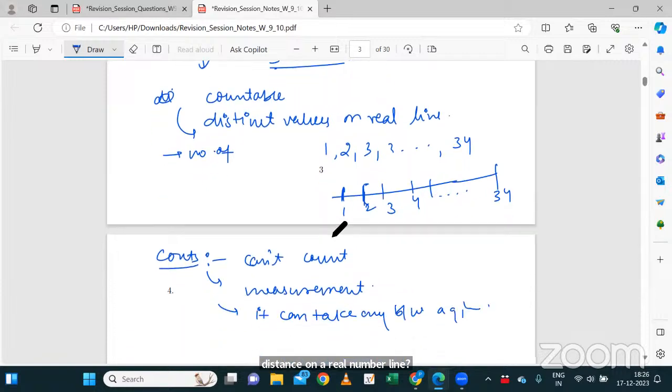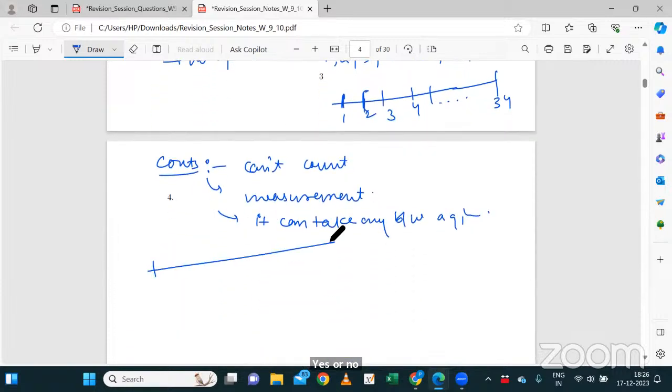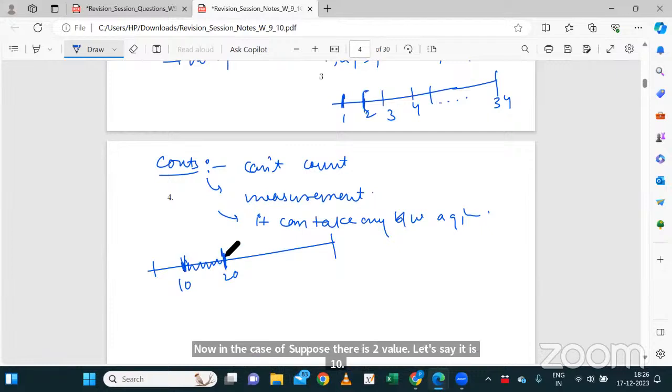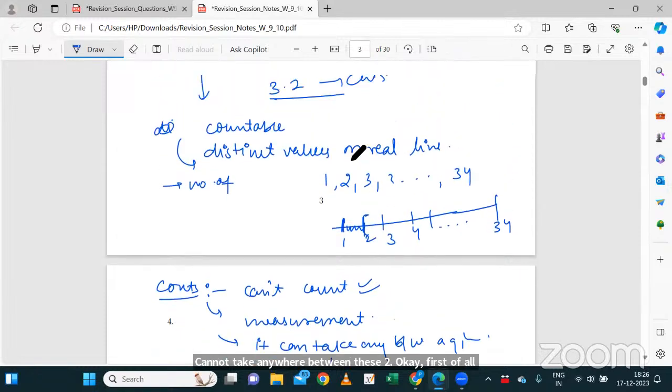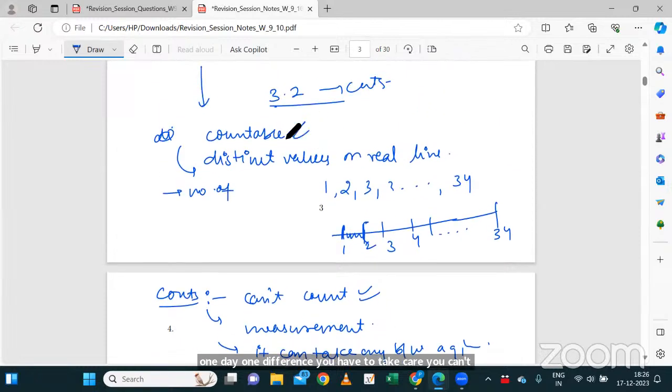Now in the case of continuous, suppose there are two values, 10 and 20. A continuous variable can take any value between these two, but a discrete one cannot. Only one difference you have to take care of: countable is not there in the case of continuous, countable is there in the case of discrete, and discrete takes distinct values.